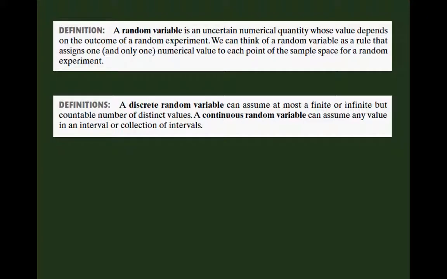Now, there are two kinds of random variables, and this is based on the two types of sets that we've been studying, the discrete set and the continuous set. A discrete random variable can assume at most a finite or infinite but countable number of distinct values. A continuous random variable can assume any value in an interval or collection of intervals.